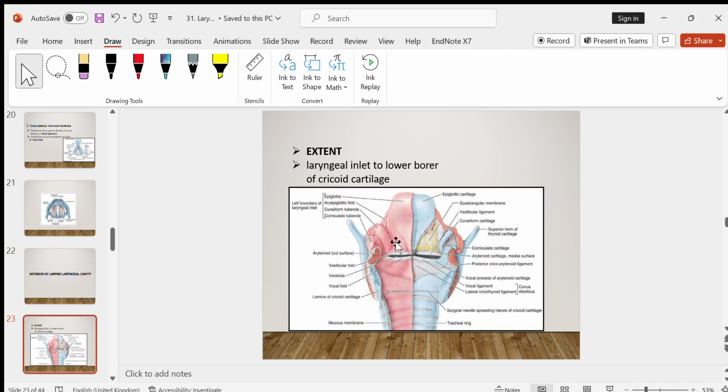So, what is the extent of the larynx? As I've told you previously, it extends between the epiglottis above till the cricoid cartilage below. And this part lies against the vertebra C3 till the C6 vertebra.